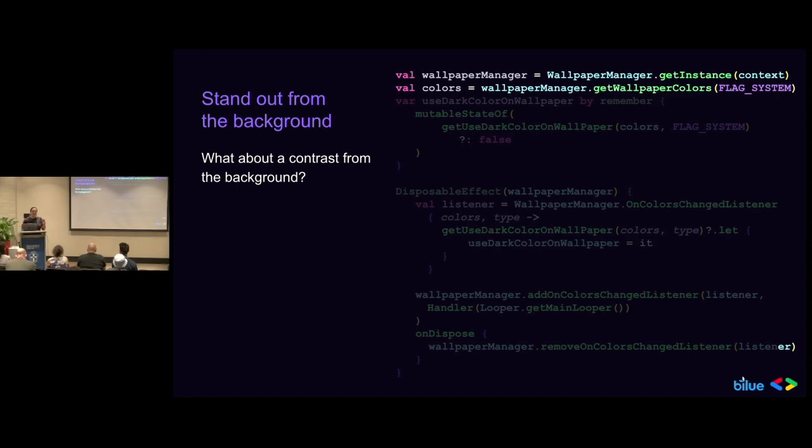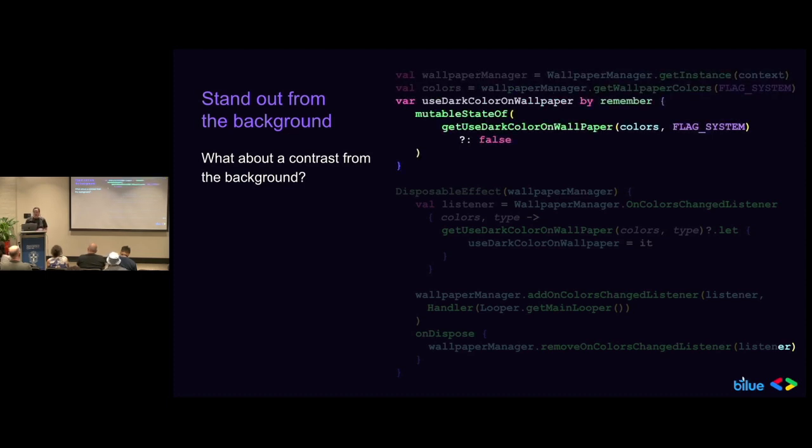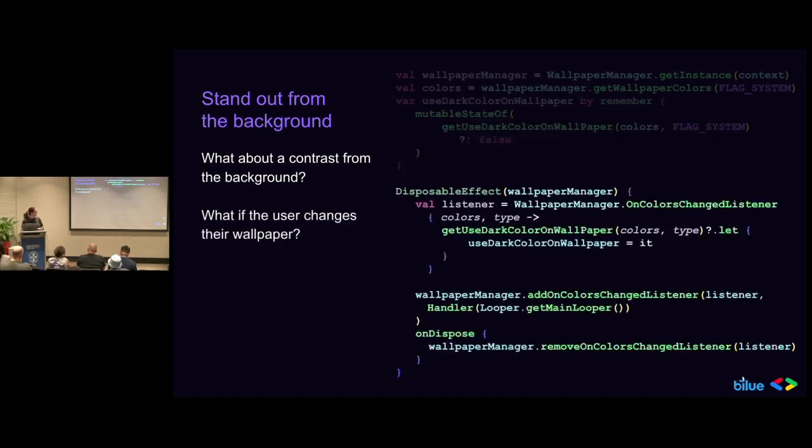So what I want to do is every time the wallpaper changes, I want to see if I want to update my widget colours. So I can use Wallpaper Manager for that. So I get my wallpaper colours, and I want the system wallpaper, the ones on the home screen. I can have a state here that's use the dark colour on the wallpaper, just a boolean. I've got a function here called get use dark colour on wallpaper, wonderfully named. I'll talk about that, but let's assume we get a value from that, and then we can set that state.